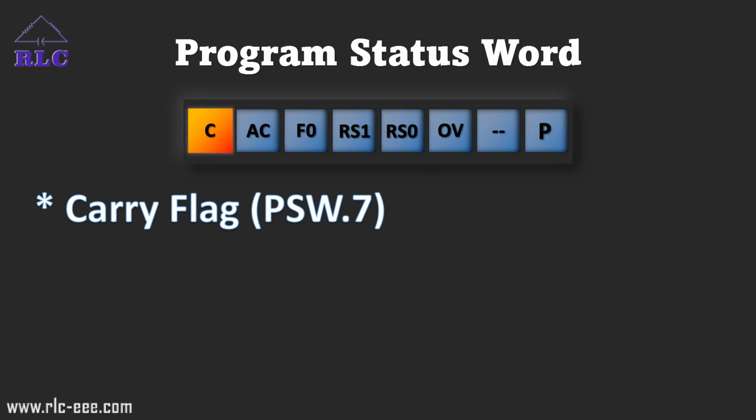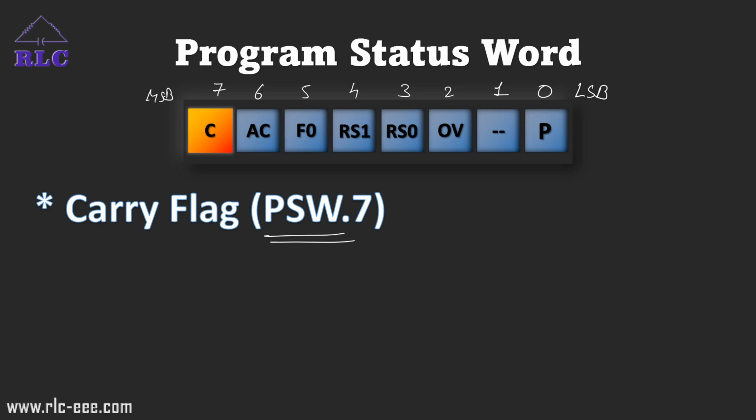We'll start our explanation from the carry flag. Program status word is an 8-bit register, which we have seen now. This carry flag is the 7th bit. If we count, this is 0, that is the LSB, and this will be the MSB. So the carry flag is at the MSB position: 0, 1, 2, 3, 4, 5, 6, 7. That is, PSW.7 is the carry flag.